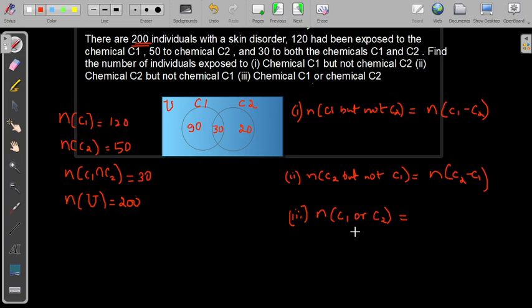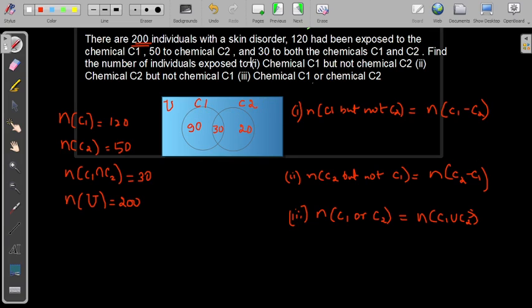The number of elements in C1 or C2 always comes for union, C1 union C2. That's why I told you that you can't take this 200 as C1 union C2. It is the universal set. So we have to find the value of C1 union C2. I am not using the formula now. I'll be using the Venn diagram. Look into the Venn diagram, which I had already drawn.